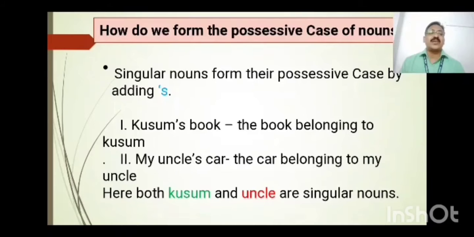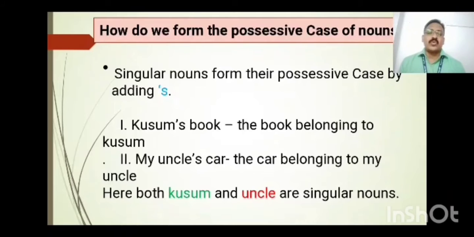How can we say that it is the book belonging to Kusum? Because Kusum is a noun having apostrophe s. As I told you, children, apostrophe s added to a particular noun changes that noun into possessive form. So here the book belongs to Kusum.